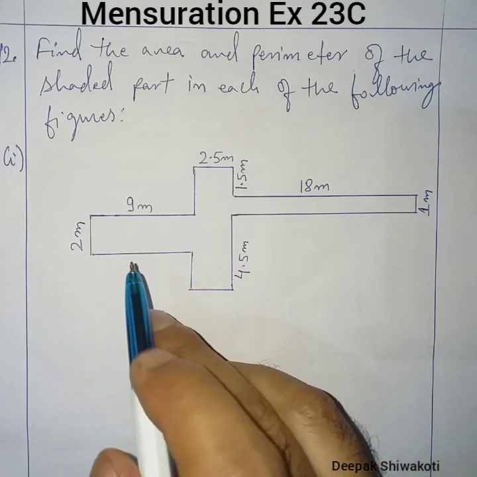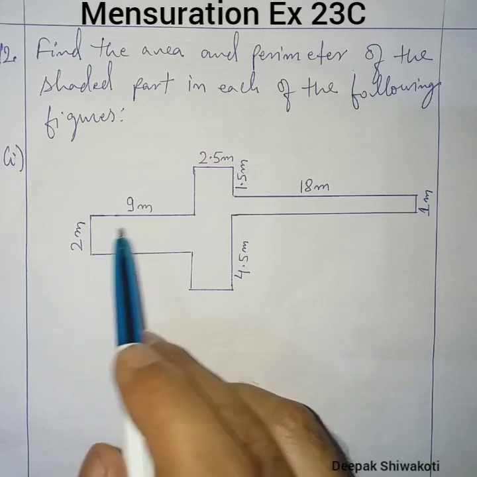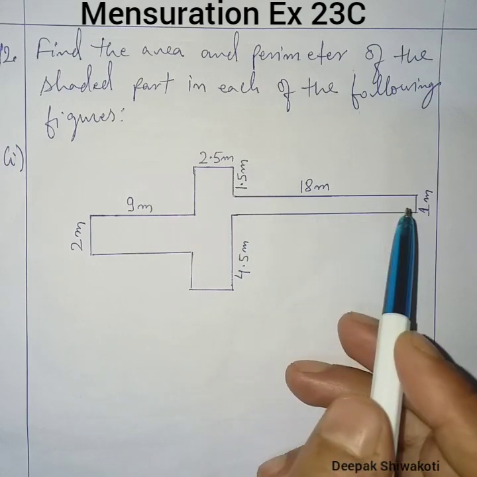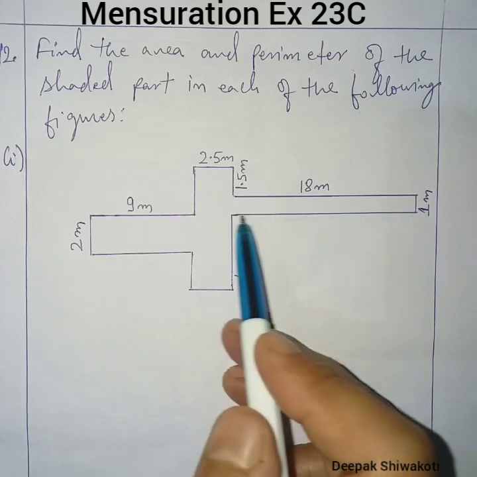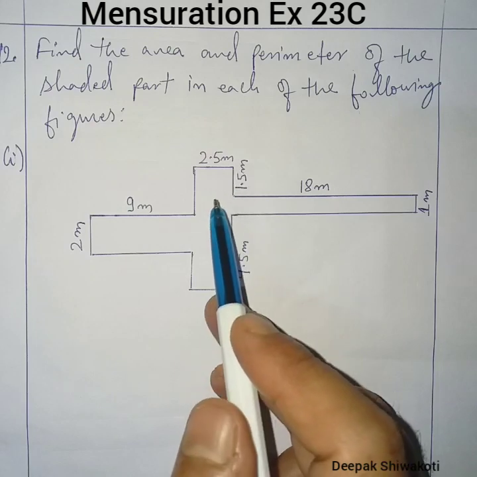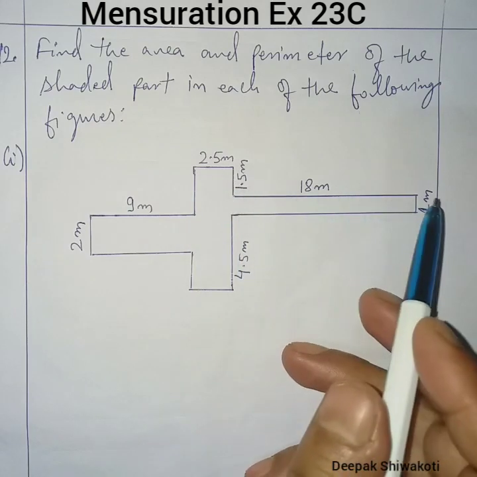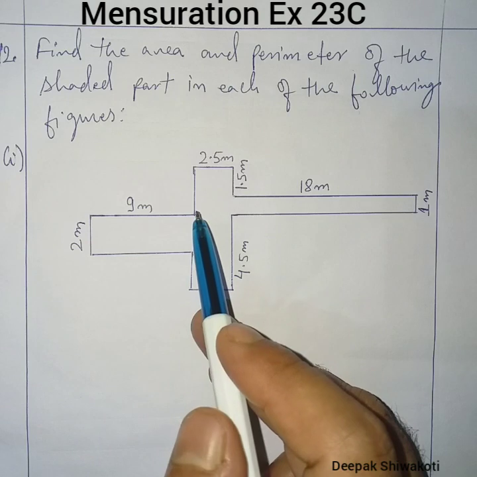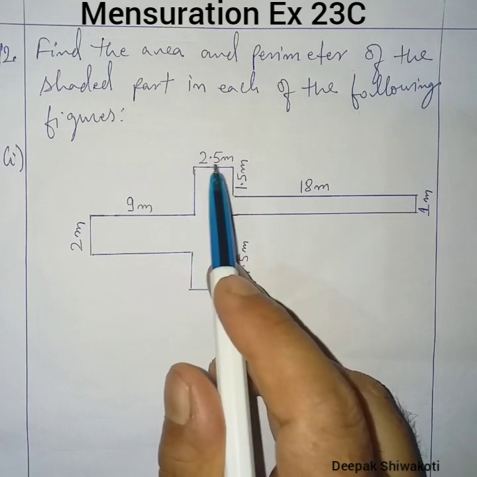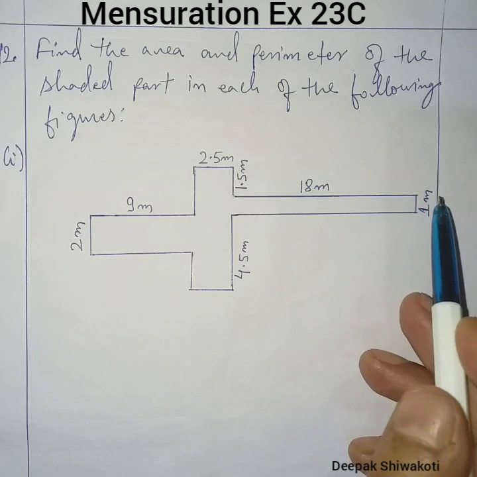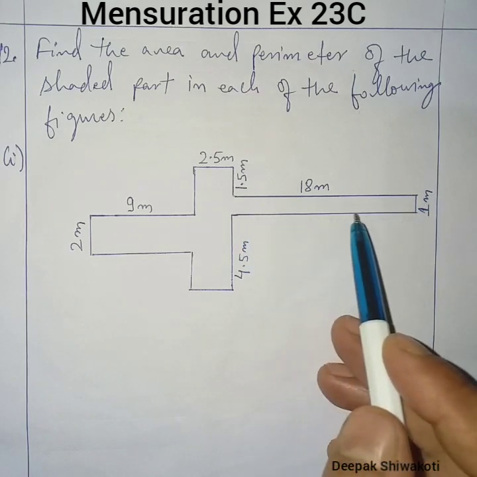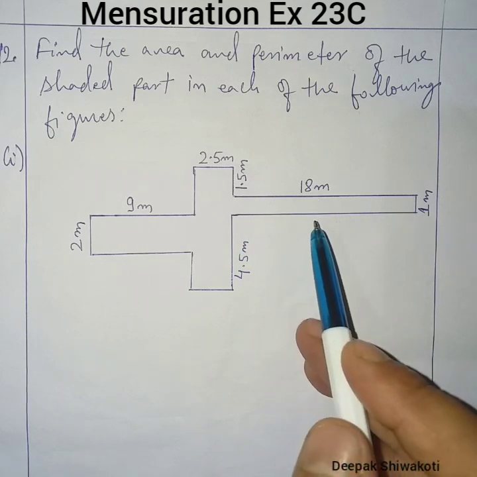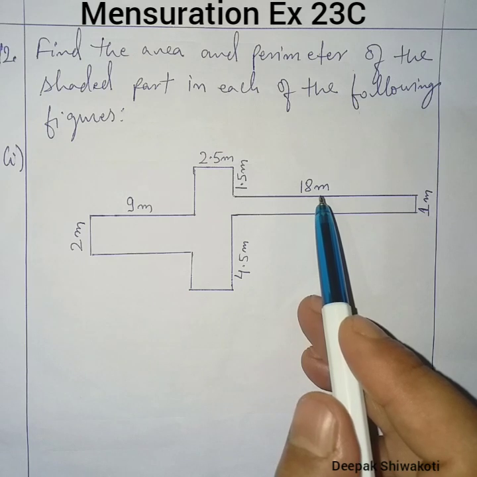Okay, so 2 meter, here is 9 meter. From here to here is the sum of these two line segments, and it is equal to this line segment. That means 1 plus 1.5 is 2.5 meter, from here to here is 2.5 meter. This is given, this is also given, here also given, and this is missing. So this length is 18 meter, opposite to this, that is equal to this line. So that is 18 meter.